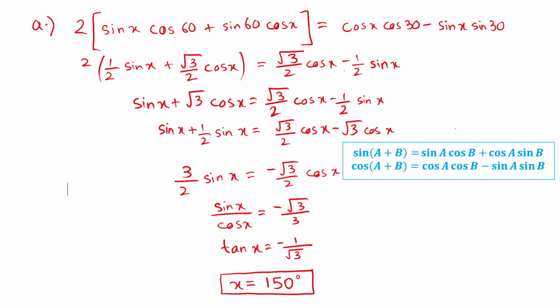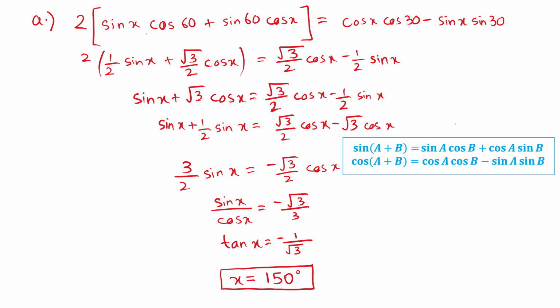So I can write 2 sine(x + 60 degrees) as 2 multiplied by, inside the bracket, sine x times cos 60 plus sine 60 times cos x, and this will equal, using this identity, cos(x + 30) as cos x times cos 30 minus sine x times sine 30. From here this 2 remains as it is, and inside the bracket we have 1 upon 2 sine x plus root 3 upon 2 cos x, since cos 60 is 1 upon 2 and sine 60 is root 3 upon 2. This will equal root 3 upon 2 cos x minus 1 upon 2 sin x. So cos 30 is equal to root 3 upon 2 and sin 30 is equal to 1 upon 2.